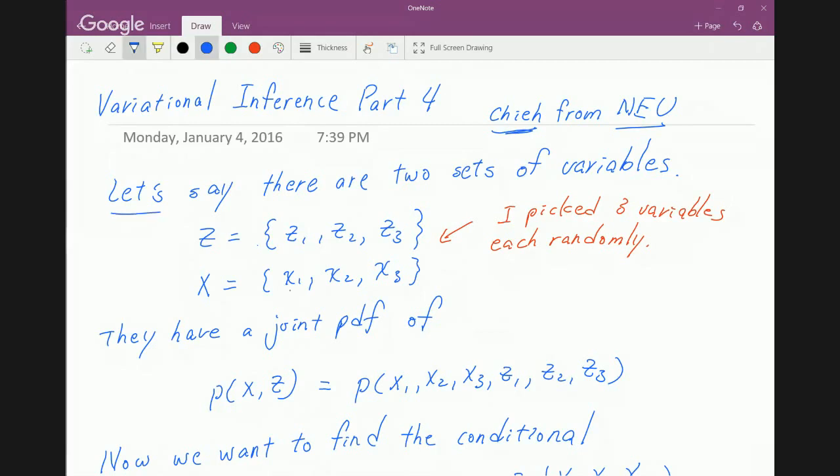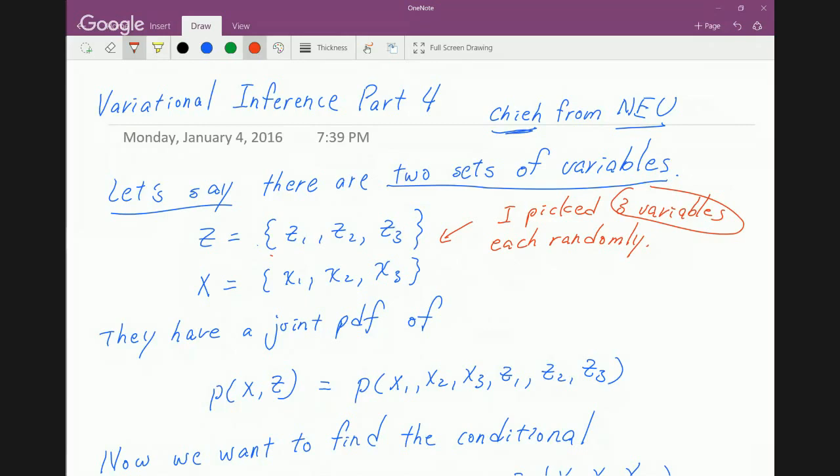Let's say that there are two sets of variables, x and z. I pick z as a set of 3. It could have been 4, 5, 6, 7. It doesn't matter. Similarly with x, I picked 3 as well. It could have been 2. Again, it doesn't really matter how many. I just happen to pick 3 variables randomly for each one of them. But I got to pick some number to demonstrate the idea.